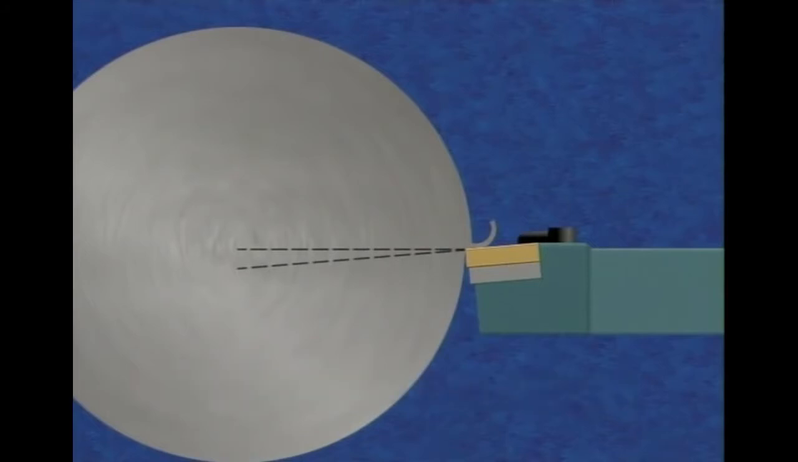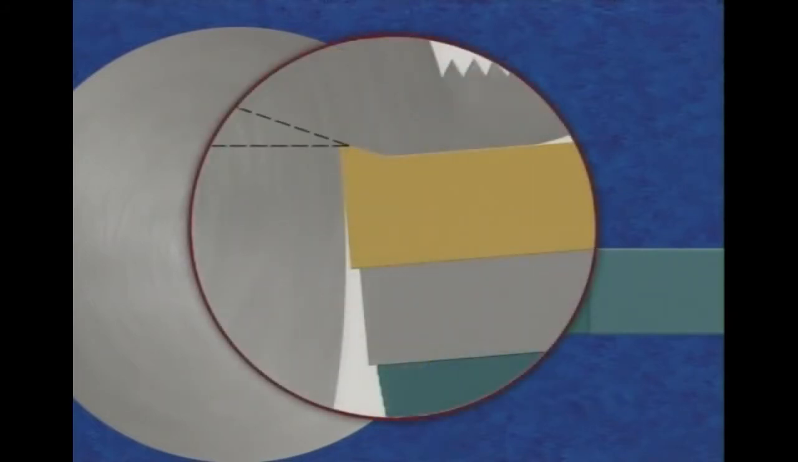The largest influence on chip flow in turning is the top or back rake angle. This is the angle created by the top of the cutting tool and an imaginary line drawn horizontally through the workpiece diameter. A positive rake cuts freely. A negative rake is stronger but generates more force in cutting.